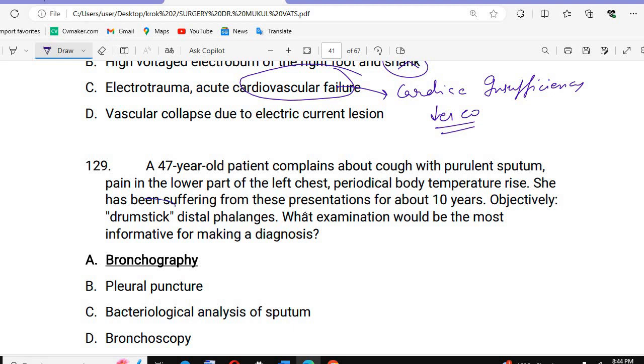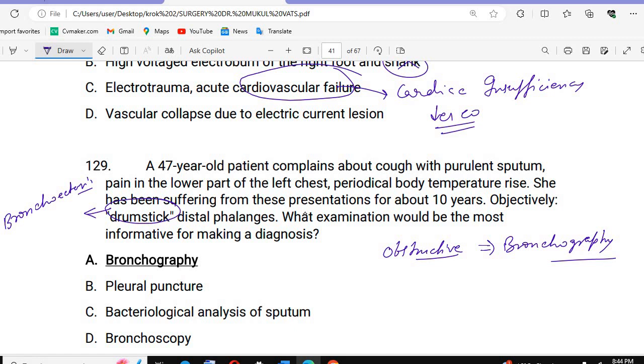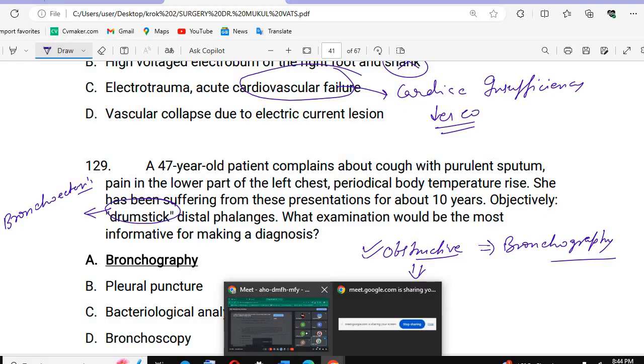Then drumsticks, distal phalanges: these things we discussed in case of bronchiectasis. So if any obstructive disorder is there, what do we need to do? We need to do bronchography, because bronchography will show how much obstruction is there. Whatever obstructive and restrictive disorders, we already discussed. In obstructive, what kind of problem will be there, inspiration or expiration?